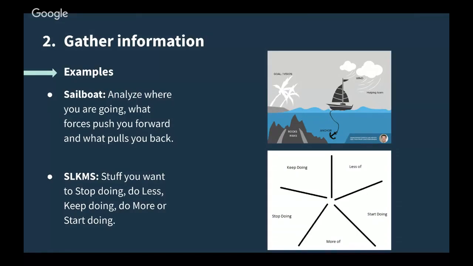The sailboat. You ask people to paste post-its, or if you're using a virtual board, to paste cards in all the areas here. And for example, you have the goal represented by the island. It is where we are going, and based on what people paste there, you know if the team is aligned, if we all know where we are going, what we are doing here, what we want to achieve.